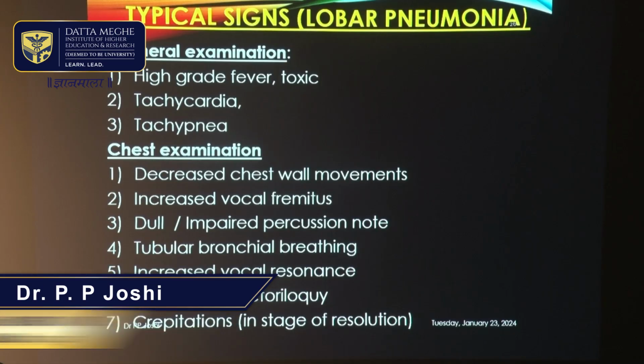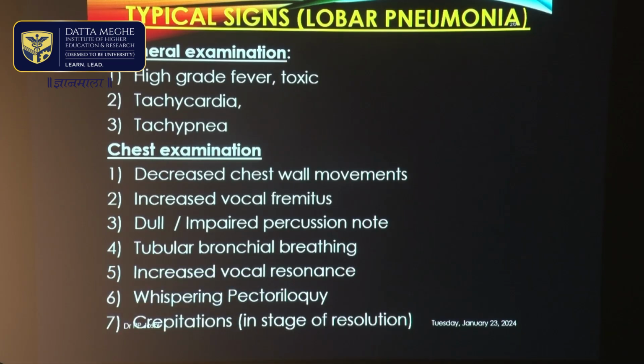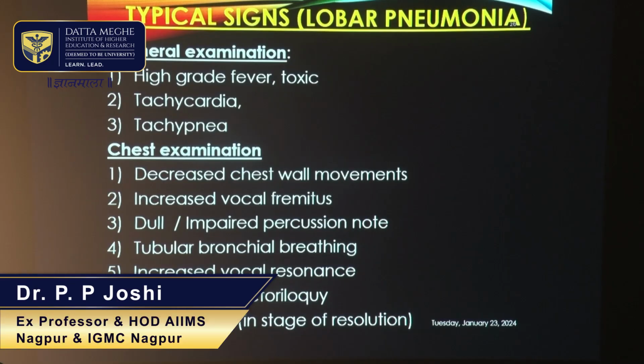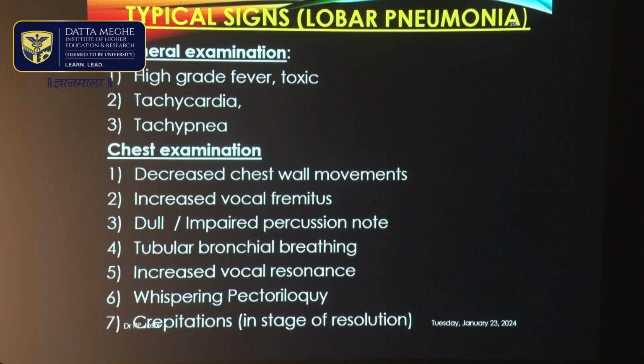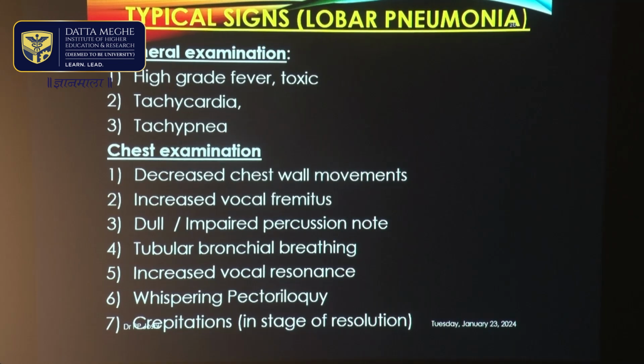Whispering pectoriloquy is the first thing to come and the last to go in lobar pneumonia, in which we put our stethoscope in the area where the consolidation is there and ask the patient to whisper 1, 2, 3. You feel as though the patient is whispering right into your ears. That is called whispering pectoriloquy, which is a sign of consolidation which comes first, even before bronchial breathing occurs, and which goes last. That means even when the bronchial breathing has disappeared, the patient will have whispering pectoriloquy.